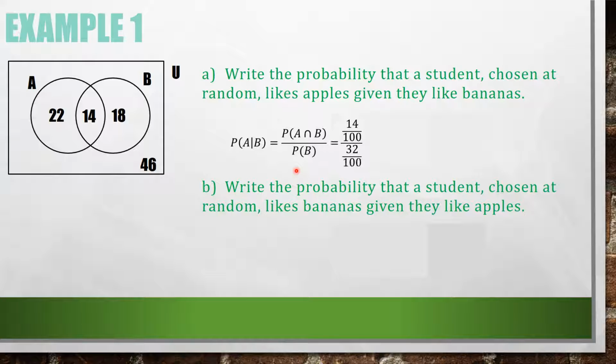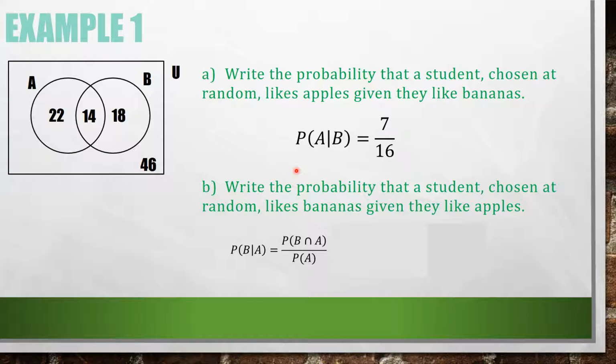So I end up with 14 over 100 divided by 32 over 100. And then remember to apply your fraction operation rules. So we have to multiply by the reciprocal. We can cross out the 100s. And so we end up with 14 over 32, which is the same as 7/16. So the probability that a student likes apples given that they like bananas is 7 over 16.